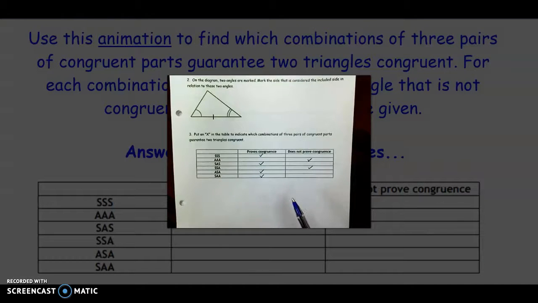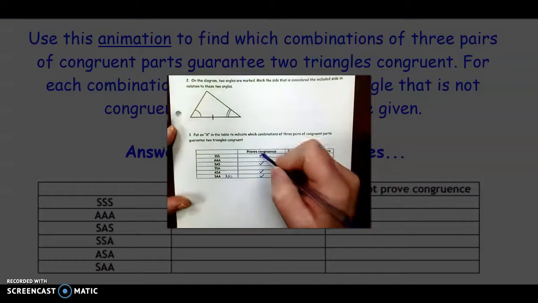Here are the results that you should have gotten as you were working through that. You should have gotten 4 of these shortcuts that do prove congruence every single time. SSS that we did together, then SAS, ASA, and SAA, which remember is the same thing as AAS. The 2 that do not prove congruence are AAA that we did together, and then SSA, the cuss word backwards. So it's a good thing that one didn't work, right?